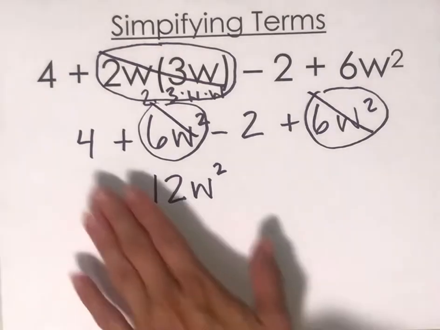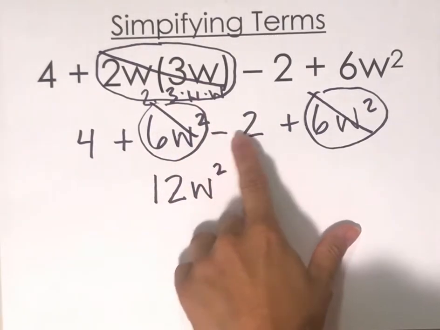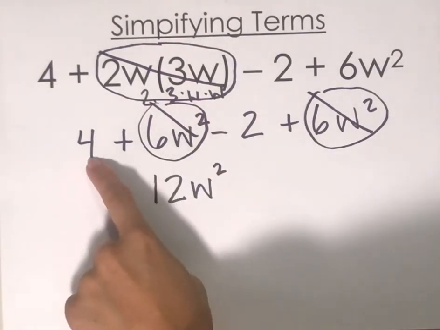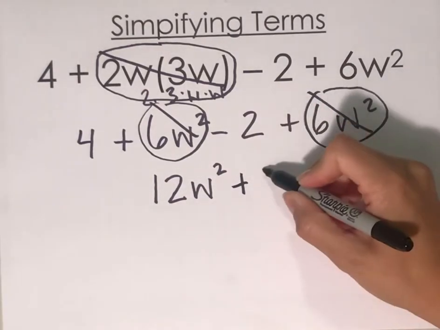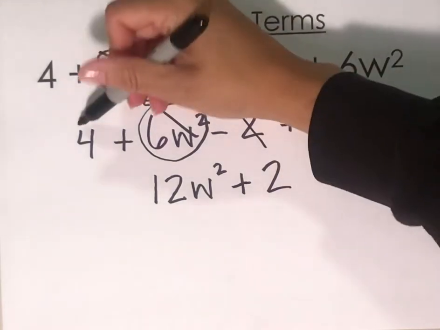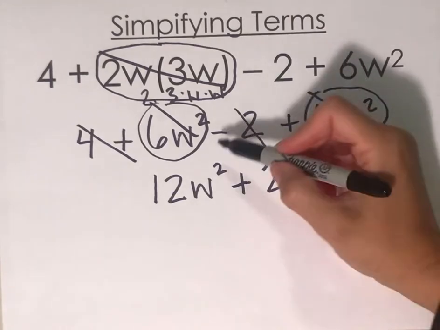The next like terms are the 4 and the 2 because they're just numbers. And as you can see, there's a subtraction sign, so don't forget to carry that with that 2. So we're going to do 4 minus 2, which is 2. So we add the 2 at the end, okay? Now these are gone. So now I've reduced that down to 2 terms, or simplified.